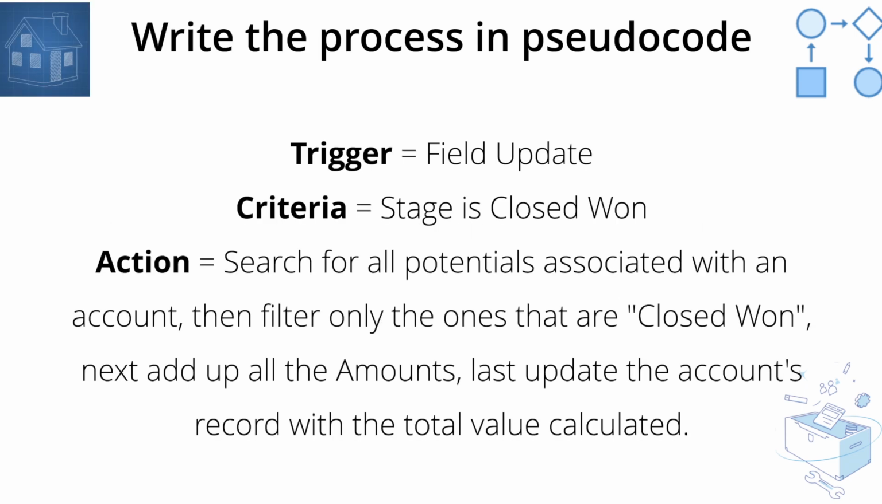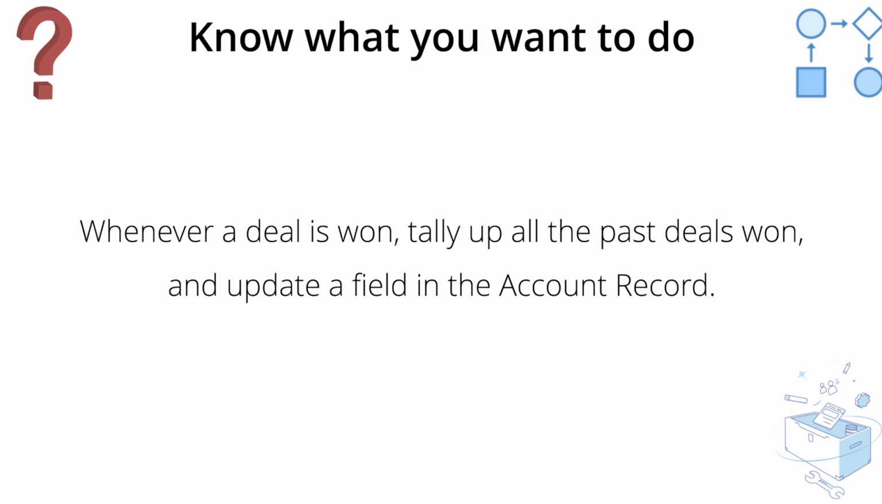If we get a little bit more granular, we start breaking it down into pseudocode, right? So basically we know what the trigger is. It's a field update. Every time the stage field is updated to closed won, we're going to have this workflow trigger. And then the action is back here. It was pretty simple. Whenever a deal is closed, tally up all the past deals won. So focus on the second part: tally up all the past deals won.